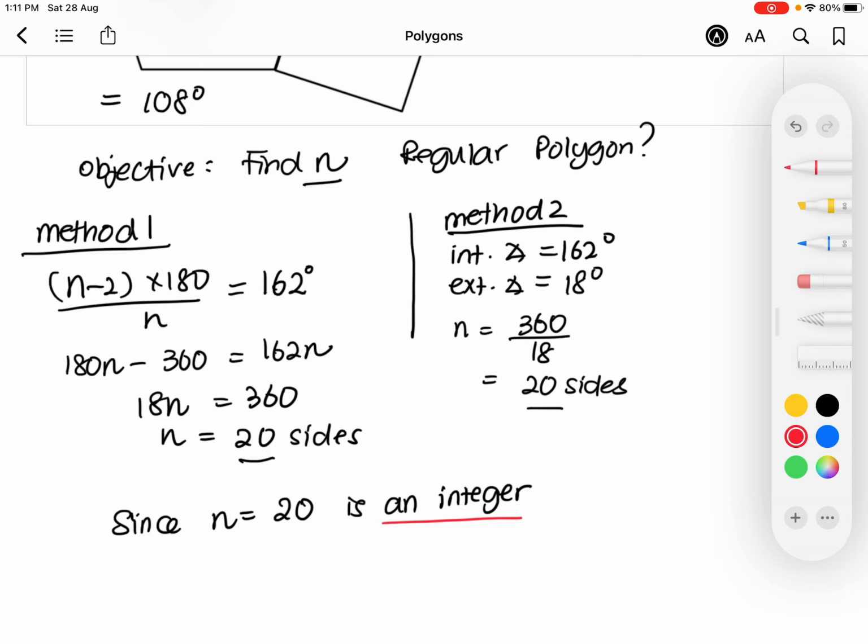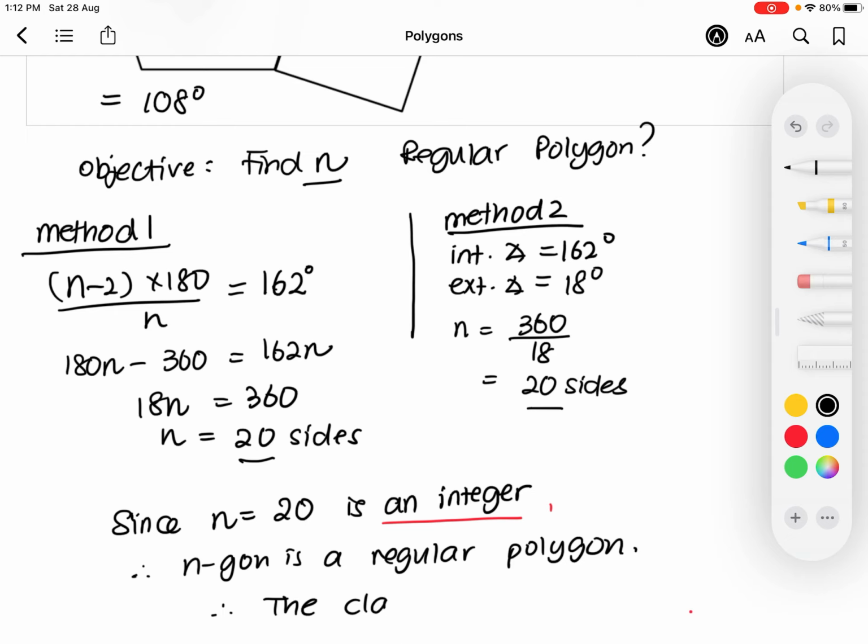If I have, for example, 21.5, then that's not an integer, right? So can I have a regular polygon with 21.5 sides? That's not possible. So if n is not an integer, then it will not be a regular polygon. Since this is an integer, therefore the polygon is a regular polygon in this case. So therefore, the claim is true.